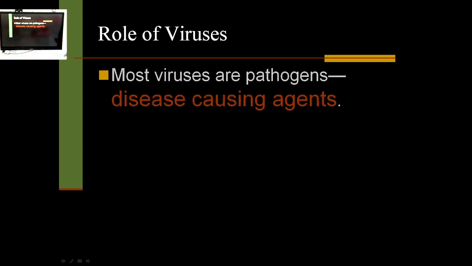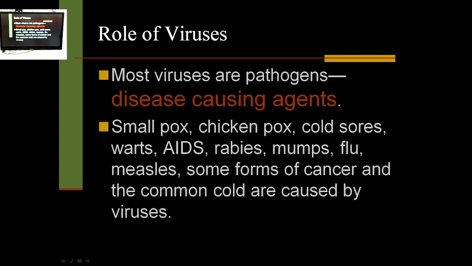Let's start with the role of the viruses. What's the role of the viruses? Most of the viruses are pathogenic. What do we mean by pathogenic? Pathogenic means a disease-causing agent, like smallpox, chickenpox, ulcers, warts, AIDS, rabies, mumps, flu, measles, and some forms of cancers and the common cold are caused by viruses. Not all the common cold is caused by viruses, only some of it, okay?